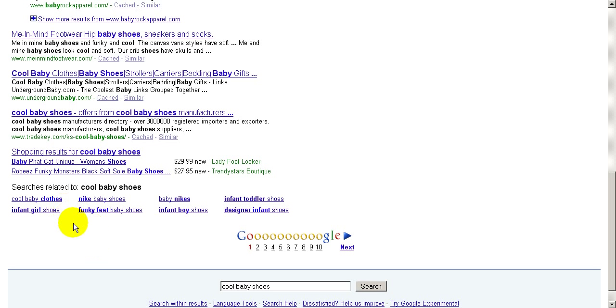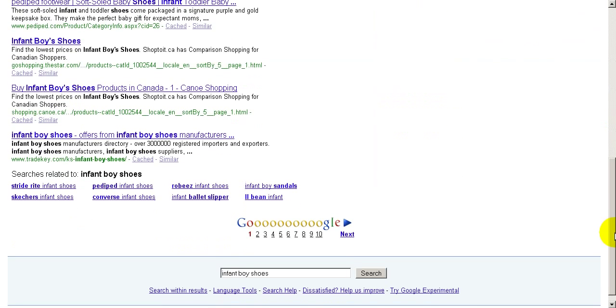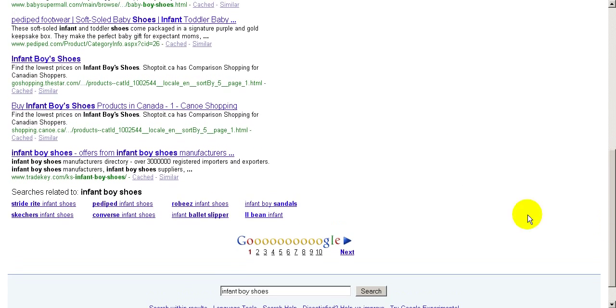Cool baby clothes. No, we are selling baby shoes. Nike. So this is a brand. This is very targeted. Baby brand. Infant toddler, infant girl shoes. Okay. Let's try infant boy shoes, for example. 674,000. Now we're getting a lot better. There are still suggestions. So let's dig even deeper. Stride Rite infant shoes, Pretty Pen infant shoes, infant boy sketchers. Let's try Sketchers infant shoes.